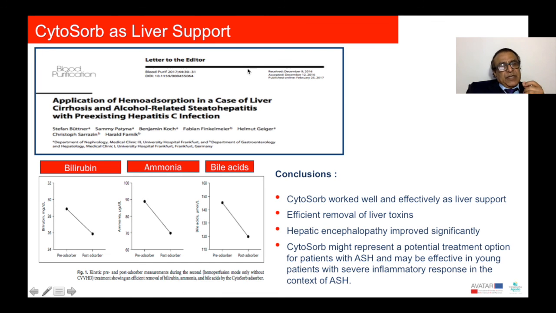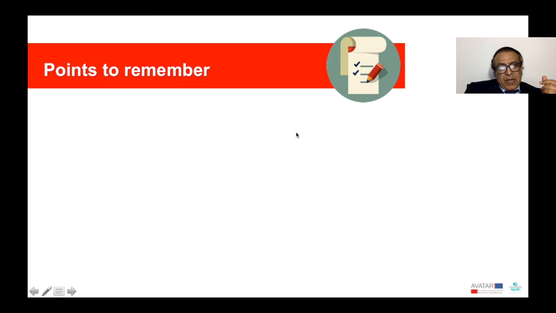A similar kind of observation has been shown by Stephen Butner, who, instead of providing a standard-care liver support system, used Cytosorb as a liver support system, and could document a reduction in bilirubin, ammonia, and bile acids. But this is not a conventional treatment strategy. Yes, it is an area which is worth exploration. At least I have not used it in these particular indications.